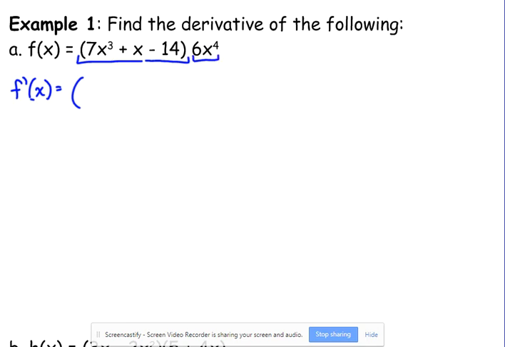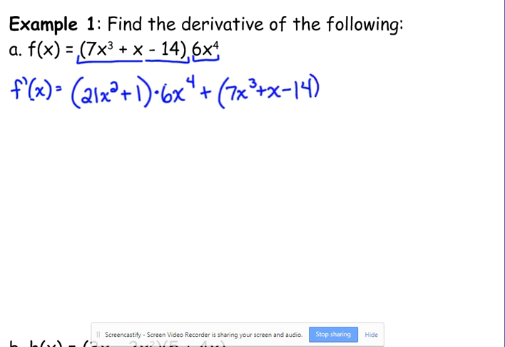So the derivative of the first expression there is 21x squared. Derivative of x is 1, the derivative of 14 is 0. So the derivative of the first times the second, plus the first times the derivative of the second, which is 24x cubed.